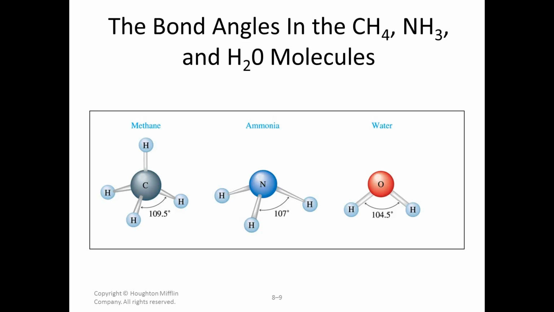Now let's look at the bond angles in methane, ammonia, and water. In methane, we have a true tetrahedral geometry with 109.5 degrees bond angle. In ammonia, we have a slightly contracted bond angle of 107 degrees. We no longer have a true tetrahedral molecular geometry. We have a tetrahedral arrangement of electrons. Remember, there is a lone pair on the nitrogen, but we don't have a true tetrahedral molecular geometry, as is evidenced by the 107-degree contracted bond angle.